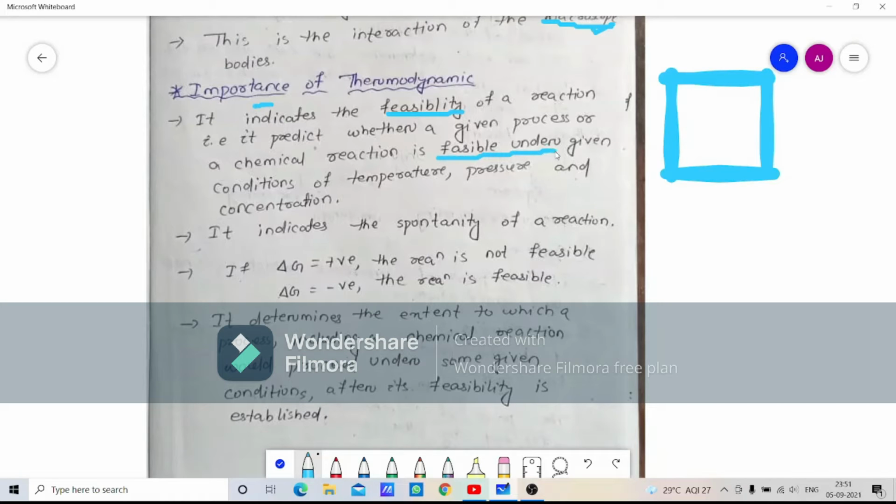That means whether one reaction is feasible or not, we can determine by the help of thermodynamics in a given temperature, pressure and concentration. Okay, so after that it also indicates the spontaneity of a reaction. That means how much the reaction proceeds. First of all, if the reaction is feasible, that means the reaction can be possible. Then after, to which extent the reaction proceeds, that is the spontaneity of the reaction.